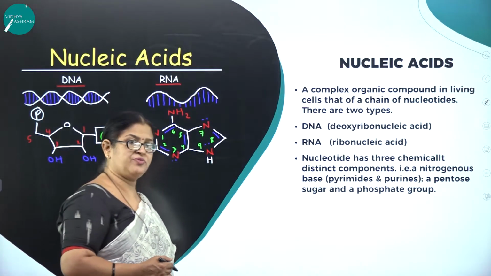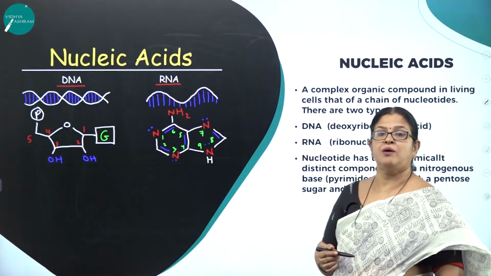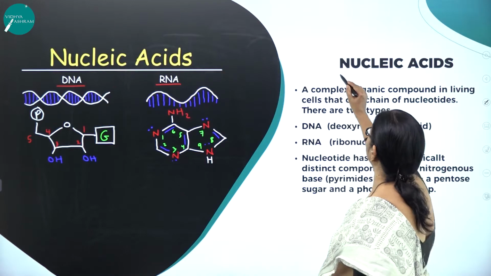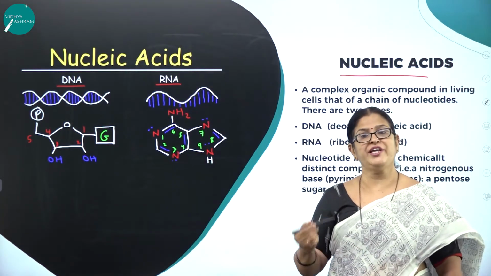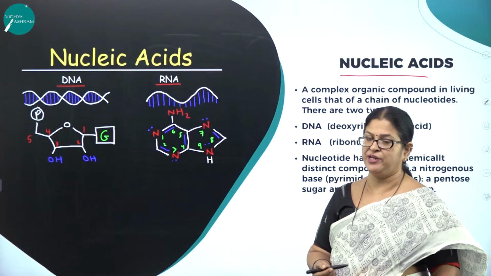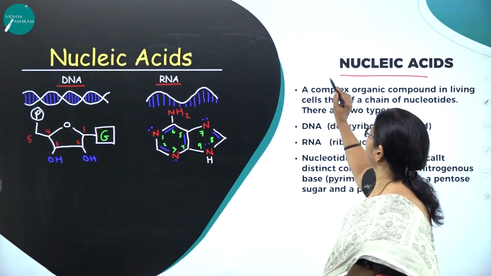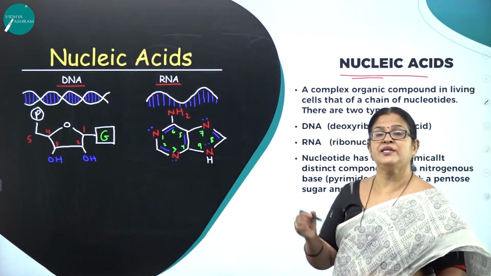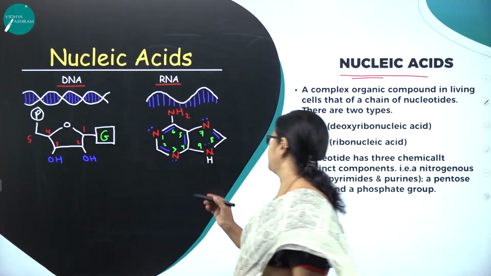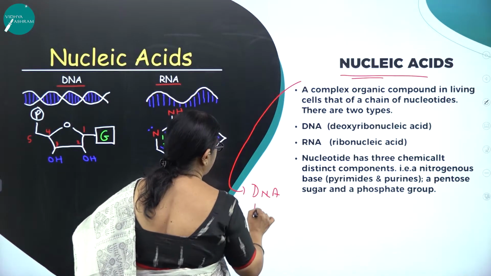Moving on to the next very important part of this session about biomolecules is nucleic acids. They play a very great role in both the plant body and the animal body. So what are nucleic acids? How did the name nucleic acid come about? The two nucleic acids are DNA and RNA.